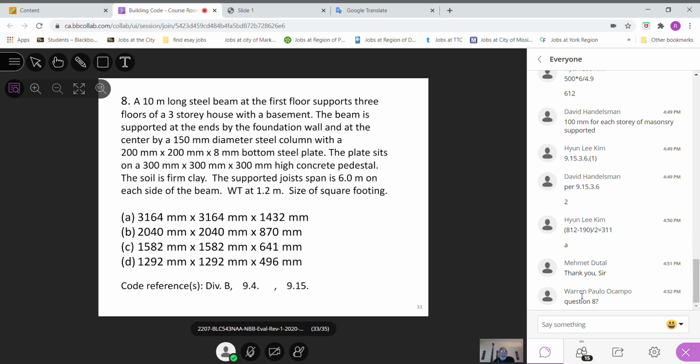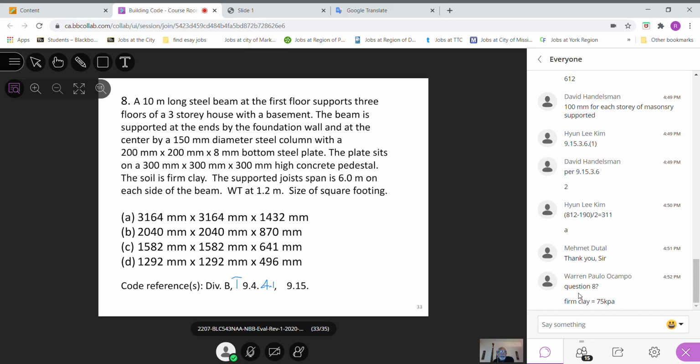Now, because the columns are spaced, first I have to go to Table 9.4.4.1 to see what part of the code I can use to determine the size of that footing. Table 9.4.4.1 tells me that my soil from clay has a bearing capacity of 75. So if I have 75, it means I can use 9.15, but it's equal to 75. The limits on the application of 9.15.